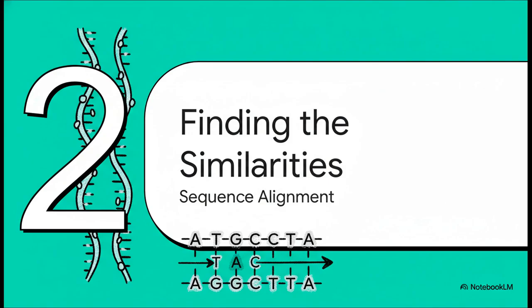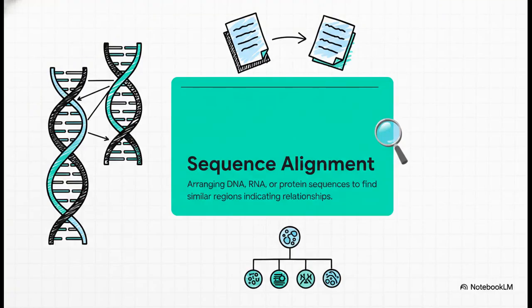Okay, so if bioinformatics is our search engine for DNA, how does it find anything important? Well, it all really boils down to one fundamental technique, finding similarities through something called sequence alignment. At its core, sequence alignment is really all about comparison. Like when you compare two drafts of a paper to see what's the same and what's changed? Alignment does exactly that, but for genetic sequences. It stacks them up to find spots that are similar.